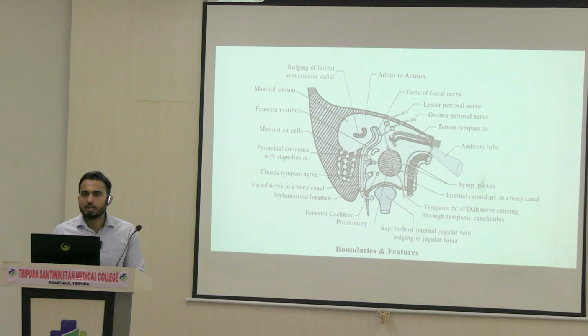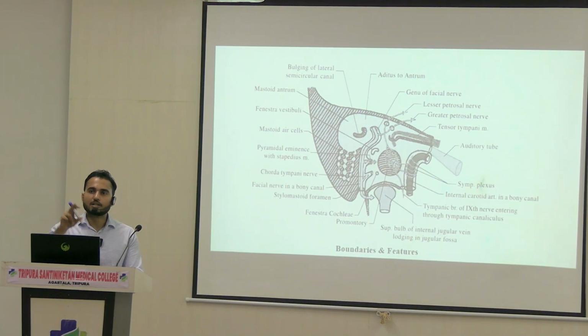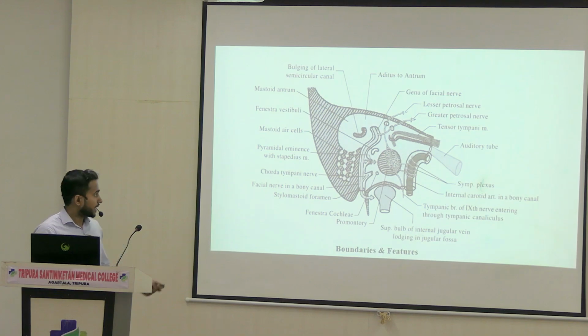So anterior wall हो गया. So we have seen how the anterior wall is formed, and then what are the important features of the anterior wall. Next, anterior wall के बाद कौन सा आएगा? Posterior wall. Okay. Can anyone tell me which is the posterior wall?